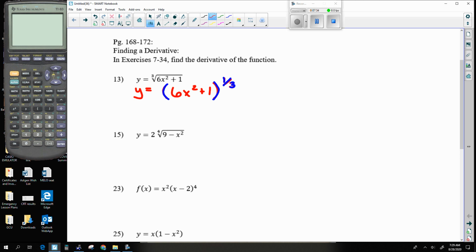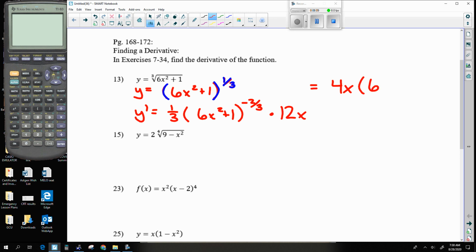So the derivative of this is going to be 1/3, 6x squared plus 1, to the negative 2/3. All right, that's the derivative of the outside times the derivative of the inside. So the 6x squared plus 1. So 6x squared is a 12x, and then the plus 1 goes away because it's a constant. All right. Then the cleanup process, I'm going to put the 1/3 with the 12x. So that's going to be 4x, and then this.